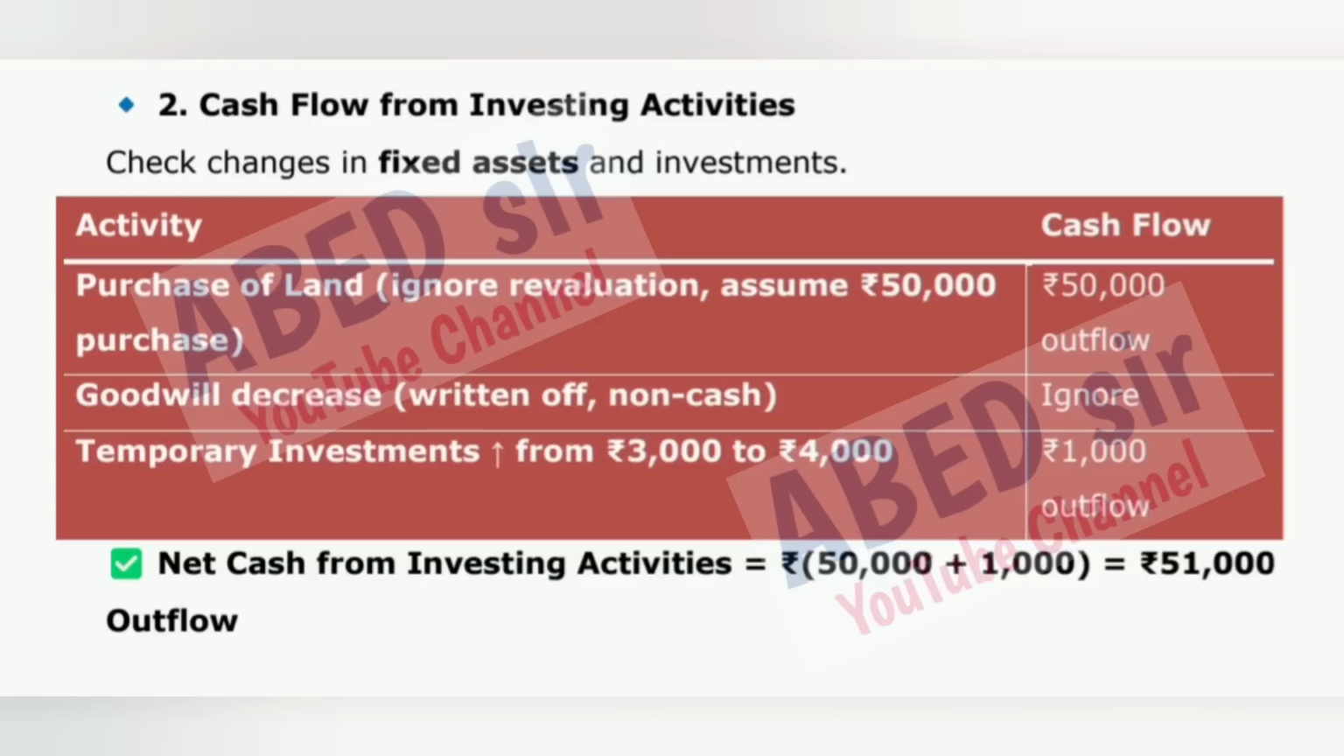2. Cash flow from investing activities. Check changes in fixed assets and investments. Purchase of land, ignore revaluation, assume 50,000 rupee purchase, 50,000 rupee outflow. Goodwill decrease, written off, non-cash, ignore. Temporary investments from 3,000 rupees to 4,000 rupees, 1,000 rupee outflow. Net cash from investing activities is equal to 50,000 plus 1,000, which is equal to 51,000 rupee outflow.